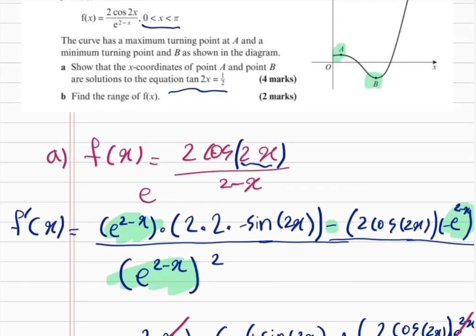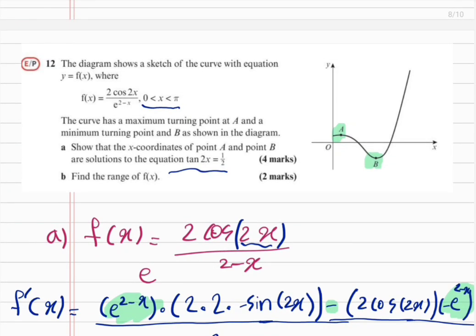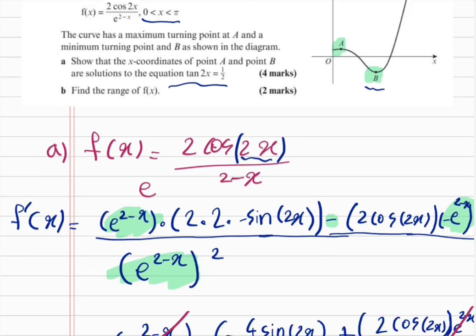Part B says find the range of f of x. If you want to find the range of f of x, we need to have the y coordinates of the stationary points, because that's going to be useful for us. I mean, the stationary point B specifically, and you will see why once we do that. Once we have the solutions, I can explain better why the stationary point B is important for us to answer part B of the question.